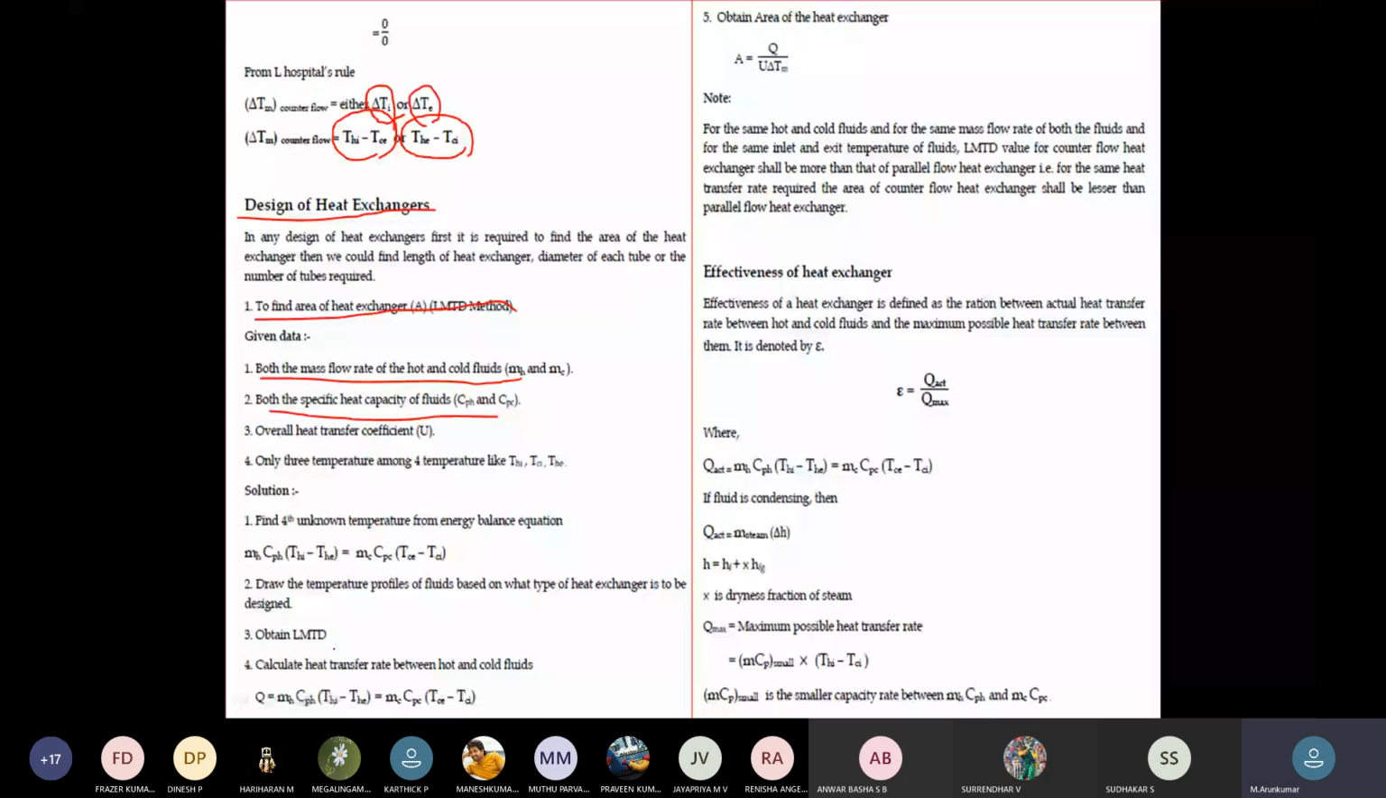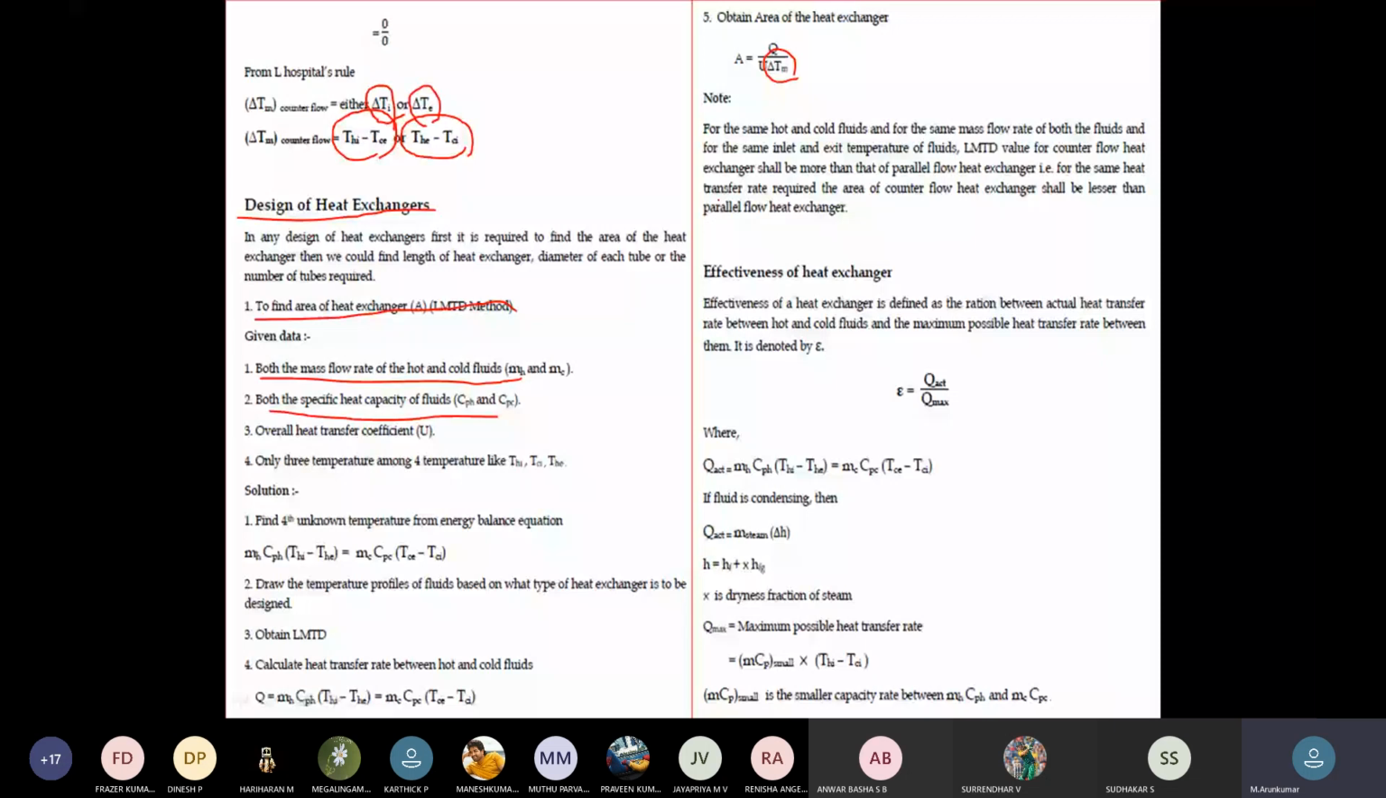Then to calculate the heat transfer rate between the cold fluid and hot fluid, we can use this equation: Q will be equal to m Cp delta T. Then we can also obtain the area of the heat exchanger by using this equation: UA is equal to Q by U into LMTD. Okay, so if the problem is given, we can solve it in this manner, and we can design the heat exchanger.